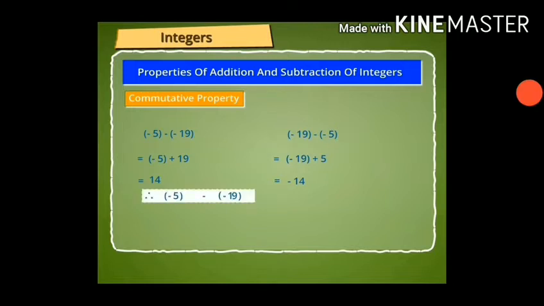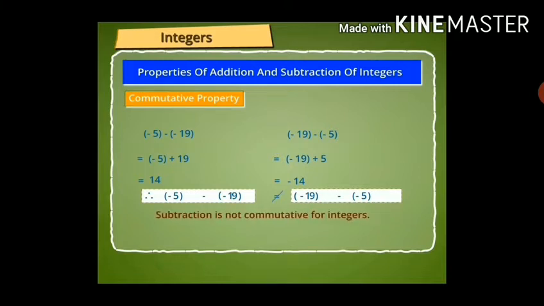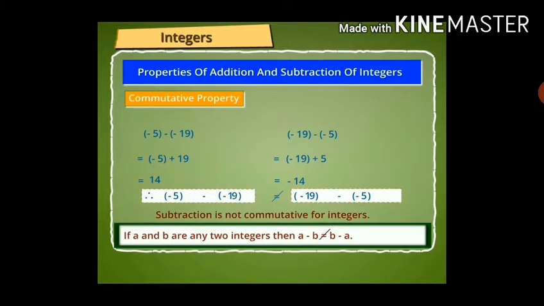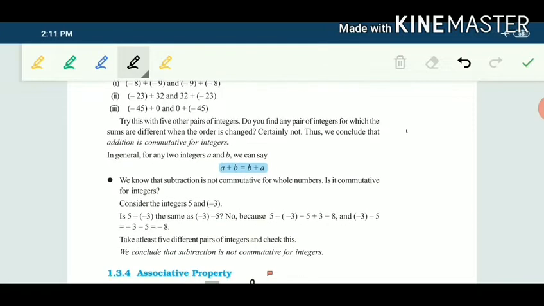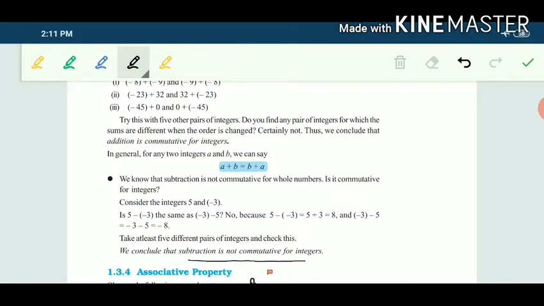So -5 - (-19) is not equal to -19 - (-5). So subtraction is not commutative for integers. If a and b are any two integers, then a - b is not equal to b - a. We can conclude that subtraction is not commutative for integers.